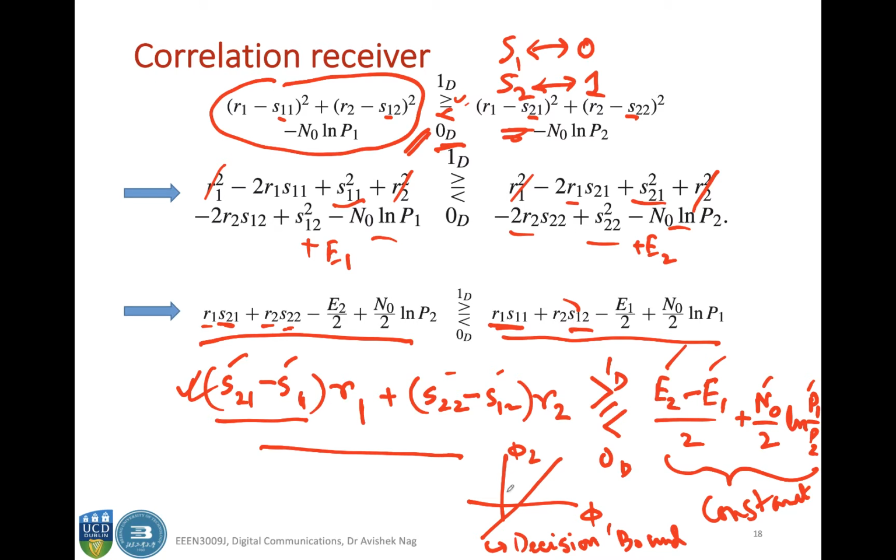Okay, and let's say this term, this means that if it is below this, then you decide signal 1 was transmitted. If it is above this, then you decide signal 2 was transmitted. So all the points above this straight line are for signal 2, all the points below this are for signal 1. Or in other words, you have divided the entire signal space into two regions.